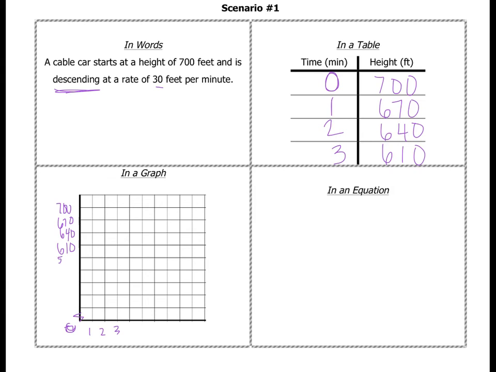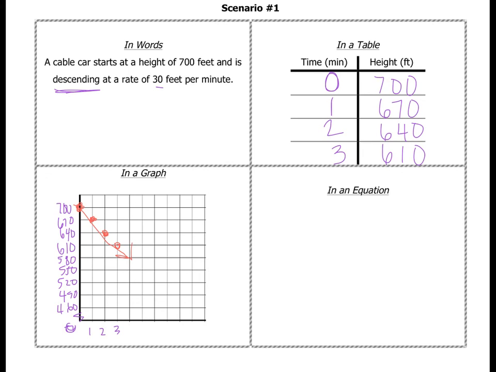So 580, 550, 520, 490, 460. All right, so our first point is 0, 700. So at 0 minutes, we're at 700. At 1 minute, we're at 670. At 2 minutes, we're at 640. And at 3 minutes, we're at 610. And it keeps going.